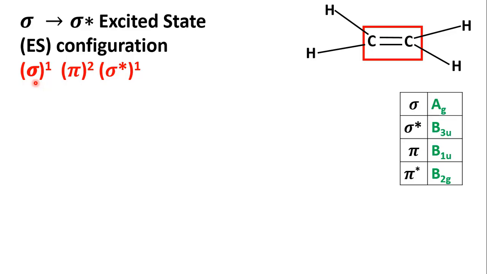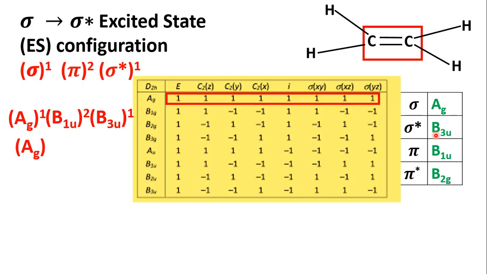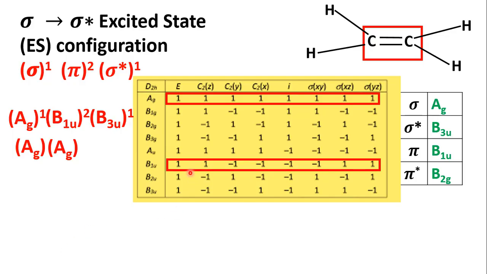Out of 2 electrons present in the ground state in the sigma orbital, 1 electron moves to sigma star, that is the anti-bonding sigma orbital. Now for sigma the symmetry is Ag, for pi the symmetry is B1U, for the sigma star the symmetry is B3U. And if you look at the character table, Ag is all positive. This is B1U, and when you square the characters of B1U, all the negative characters become positive and we get the result as Ag.